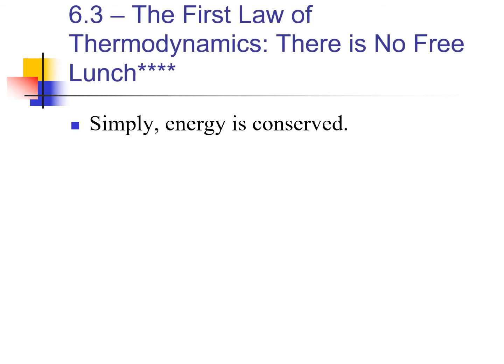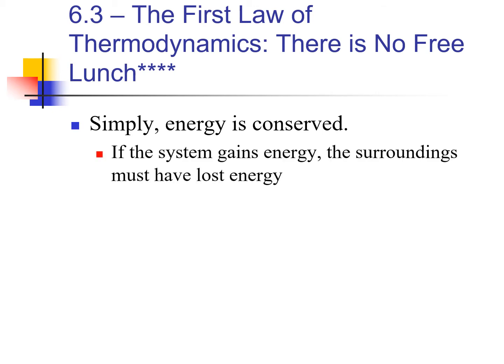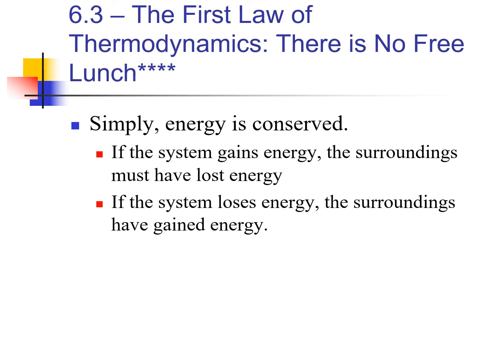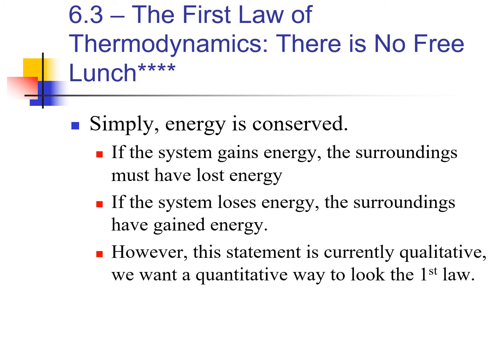So this leads us into section 6.3, the first law of thermodynamics, which simply states energy is conserved. And what this means is that energy is not destroyed, it is not created. If something like the system gains energy, it had to have come from somewhere. That means it comes from the surroundings. So if the system gains X joules of heat, the surroundings lost X joules of heat. There's no difference between that. Likewise, if the system loses energy, the energy has to go somewhere. It goes to the surroundings. But that statement itself is just qualitative. We're going to look at a quantitative way to do this as well.